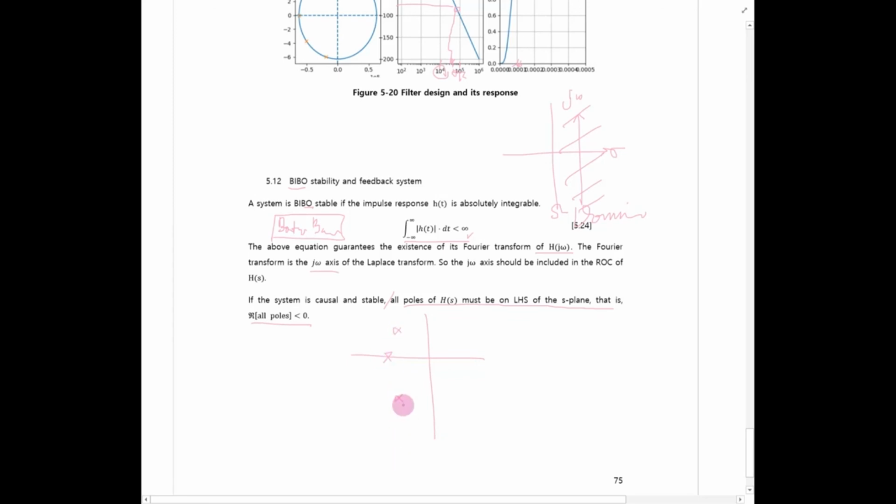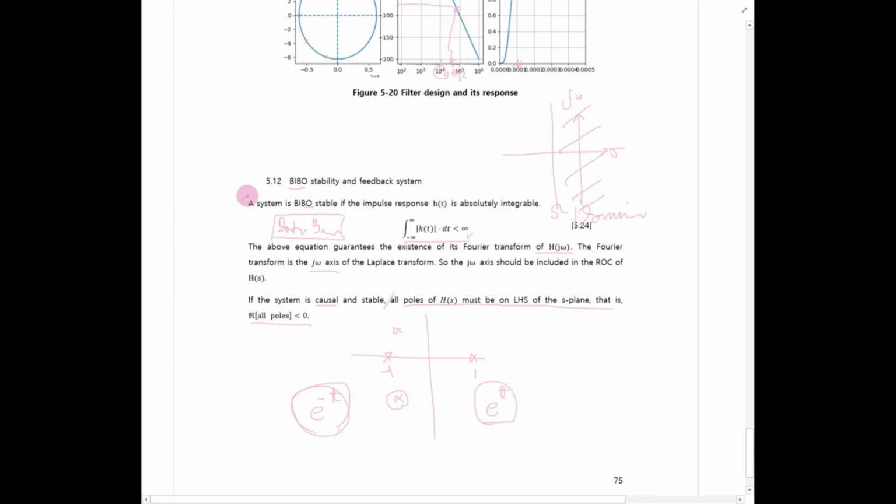Being causal means that t goes to the positive side, it's a right-sided signal, and to be stable, it should decay like this. So in this case, the pole is located at -1. If a pole is located at +1, then it means e to the t, so it is not stable. As time goes on, it diverges, but the other one will converge.